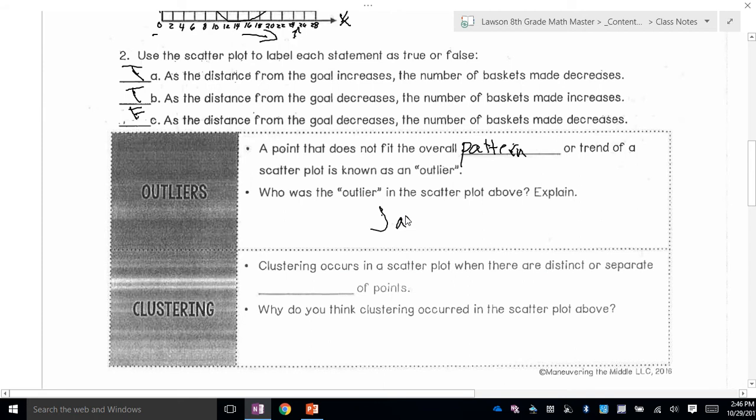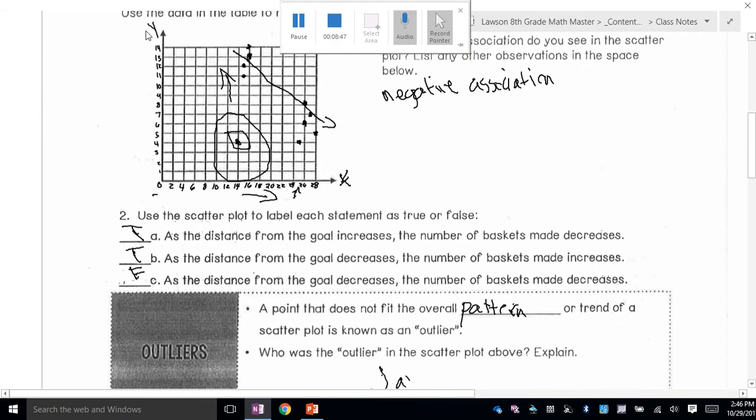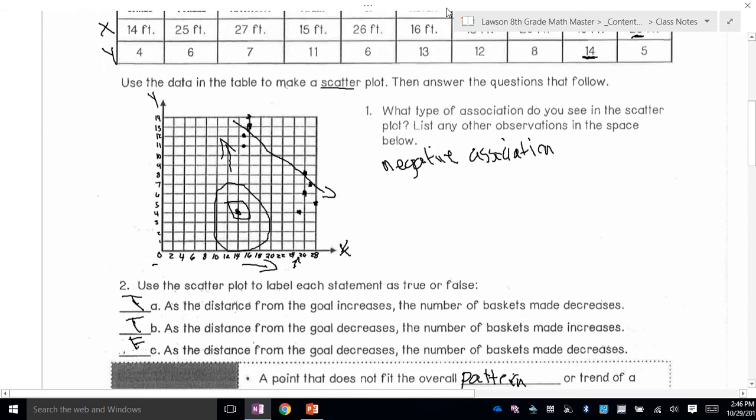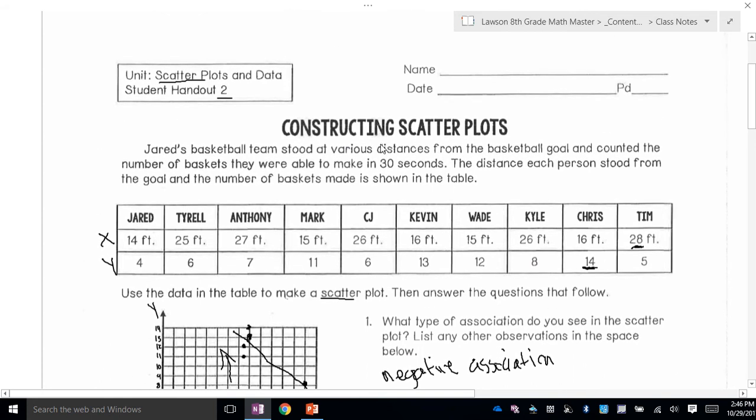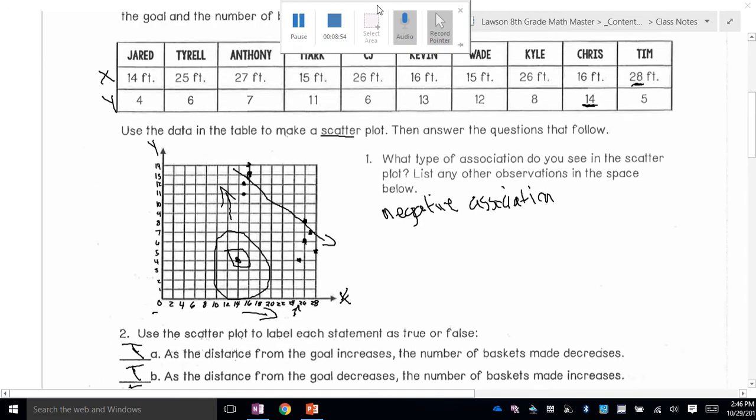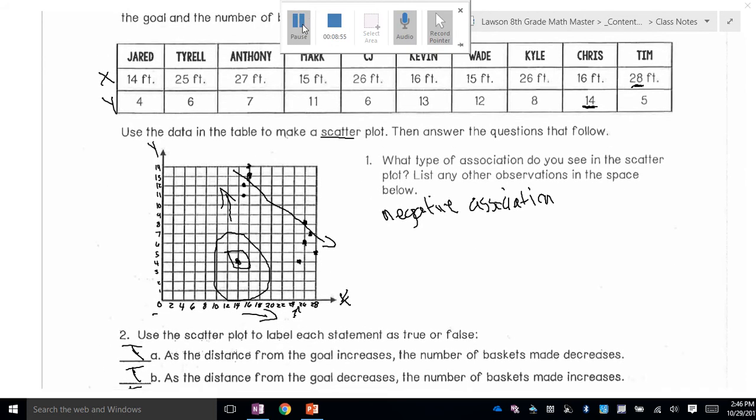Oh, I lost my point. Okay, sorry, I had a technical difficulty. I lost my ability to draw on the OneNote.